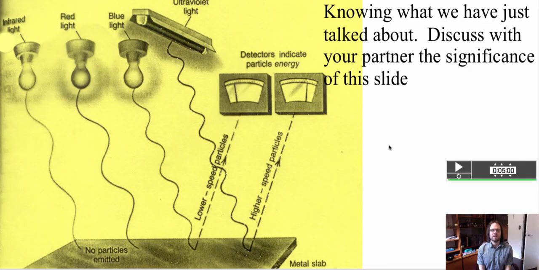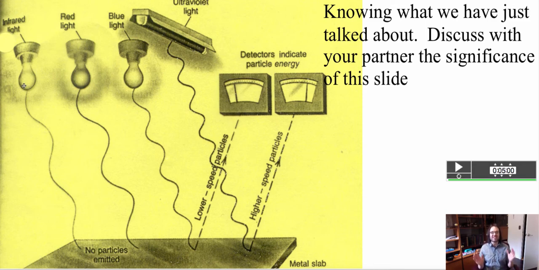Now, knowing what we have just talked about, I want you with your partner to discuss this image. So here we have infrared light and no particles are emitted. Here I have red light, no particles are emitted. Here I have blue light and I have low speed particles emitted. Here I have ultraviolet light and high speed particles are emitted. Now here's the interesting thing. I could have a lot of infrared light, extreme intensity of infrared light.